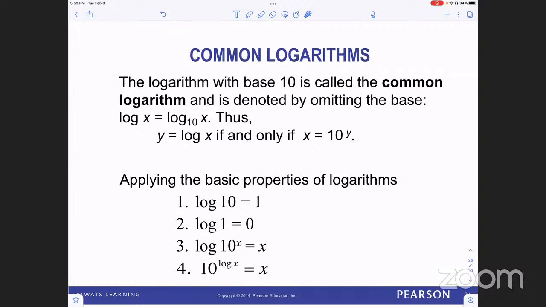So then the logarithm of base 10 is called the common log. It's denoted by omitting the base, right? So if you see a log with no base written, then there's an implied 10 there. So that's the common log, log base 10. So thus y equals log of x if and only if, with the implied base 10, y equals log of x is the same as x equals 10 to the power of y. And then we still have this recurring theme of basic properties.